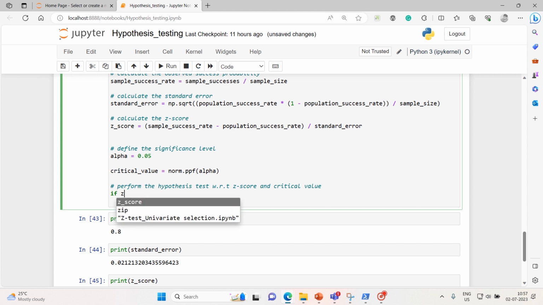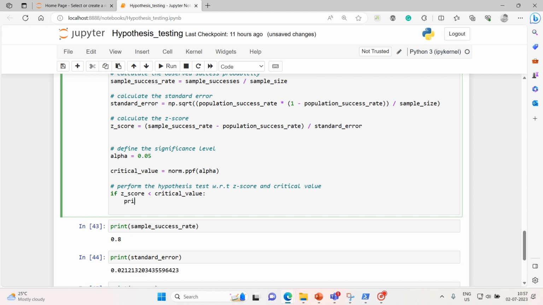If z-score is less than critical value, then print reject the null hypothesis at the 0.05 level of significance. So what does it say about the manufacturer? The manufacturer's claim is false. That's what we say: the manufacturer's claim is false.